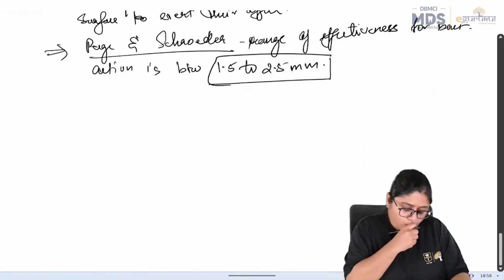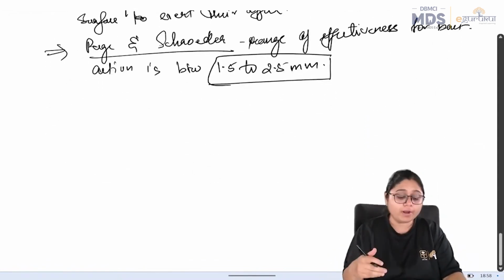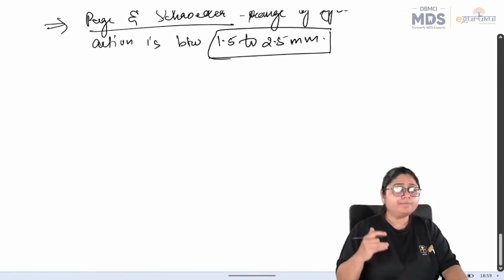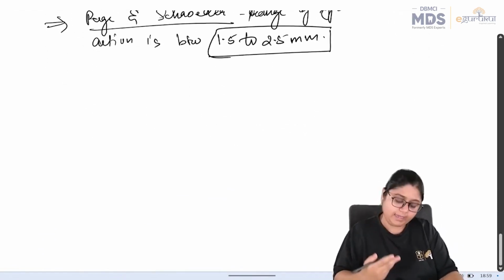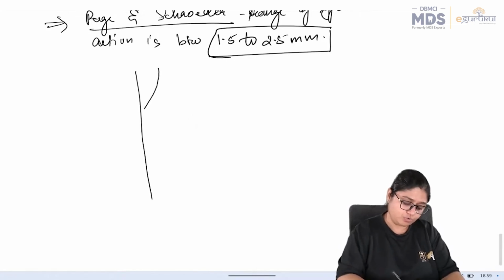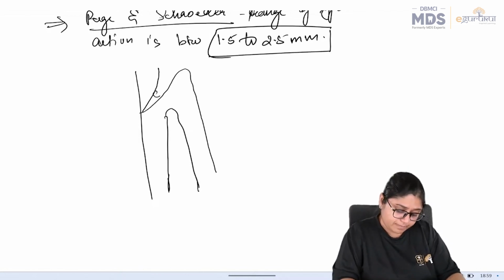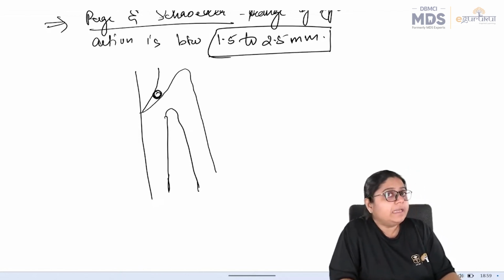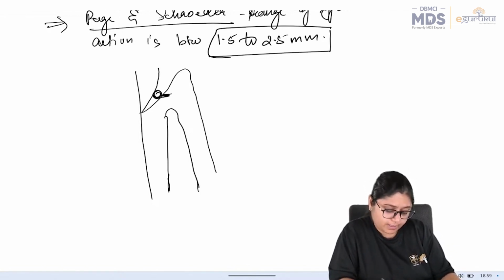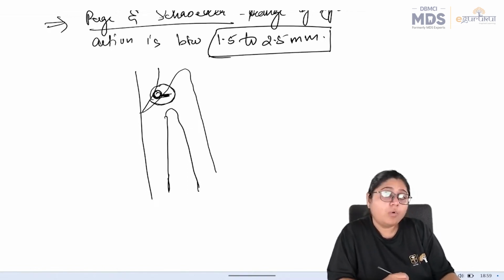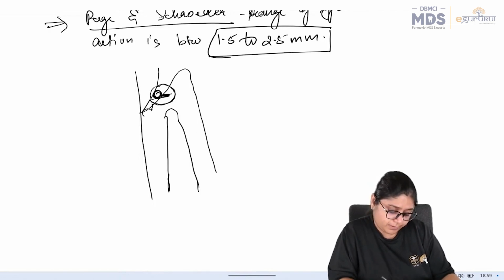So what these scientists, Page, Schroeder, Waerhaug, and Grant and Cho, meant, in simple words, is this: if this is your tooth, and this is your gingiva and your alveolar bone, and the bacteria is present here, what will happen initially? There will be destruction of the tissues. This destruction of the tissue will occur in the range of 1.5 to 2.5 mm. Now the bacteria will come here near the bone.